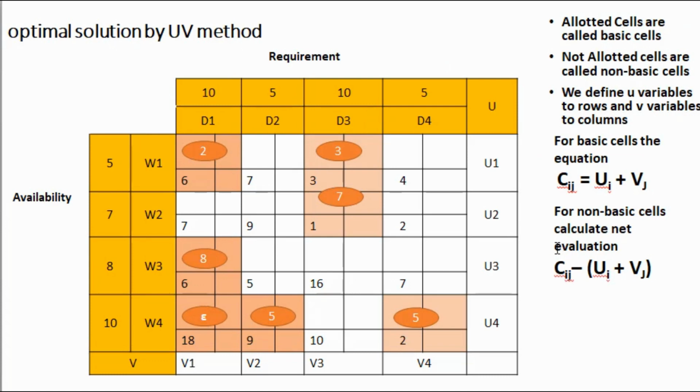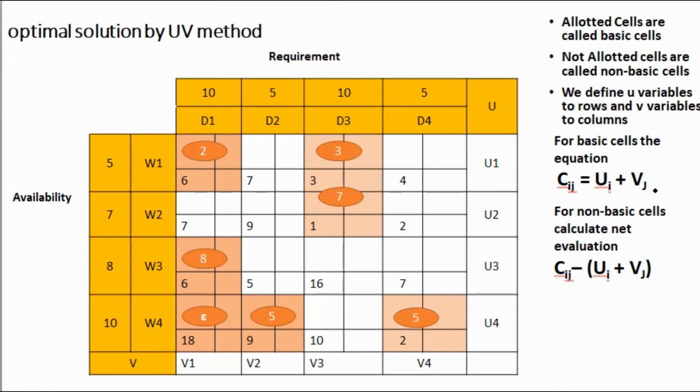So in the UV method, what we do is, u and v, that means the variables u we are going to assign for different rows. So we have 4 rows, therefore we will have u1, u2, u3, u4. We have 4 columns, so we will have v1, v2, v3, v4. Now if you observe the particular cells, there are some cells where the allotment is there. Wherever the allotment is made, they are called basic cells. Wherever allotment is not made, they are called non-basic cells.